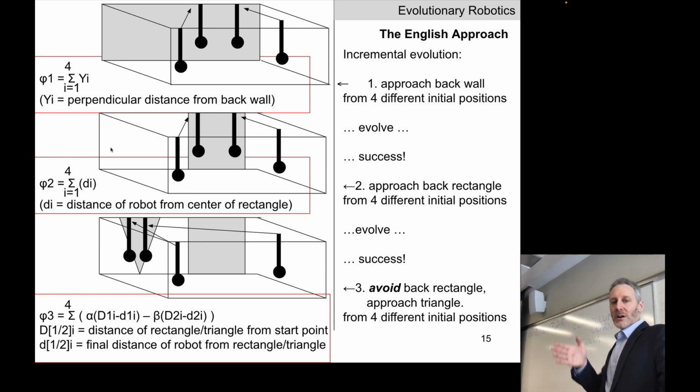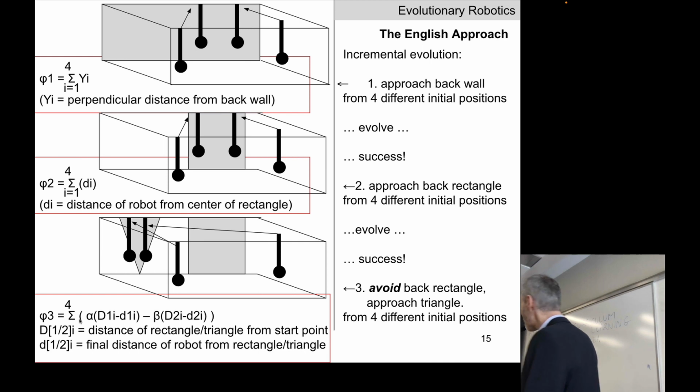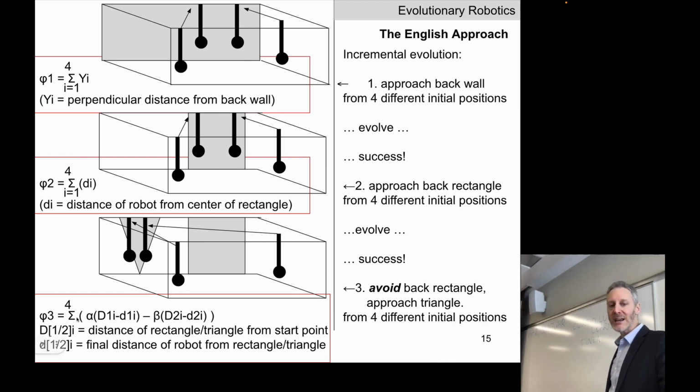Okay. They're still running the same evolutionary algorithm. They've now evolved a robot that consistently will drive towards the back center of the rectangle. Once they get a solution that's good at that, they swap out that fitness function and swap in this third fitness function, phi 3 here, which again is going to take the average or the total over 4 trials of this thing. What is this thing selecting for? In plain English. There's the math.